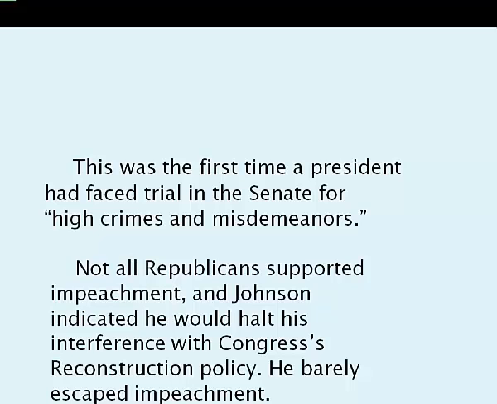And when he fired Secretary of War Edwin Stanton, a radical ally, the House approved articles of impeachment, sending charges against Johnson to the Senate, which was to decide his fate. This was the first time a president had faced trial in the Senate for high crimes and misdemeanors. Now, not all Republicans supported impeachment, and Johnson indicated that he would halt his interference with Congress' Reconstruction policy if they would stop. He barely escaped impeachment.